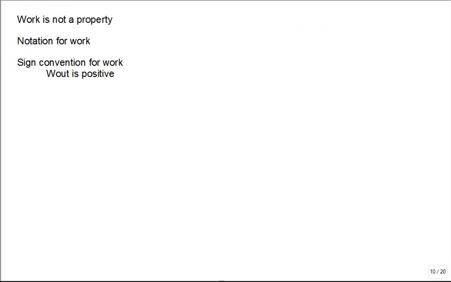Let's talk a little bit about why work is not a property, but a transfer of energy. What is the characteristic of a property? We talked about it before. If I said I want you to tell me the volume final versus the volume initial, that's the change in the volume. All I need to know is the volume final, volume initial. Take the difference. I have the change in volume. Volume is a property of the system. I didn't have to know anything about the path.